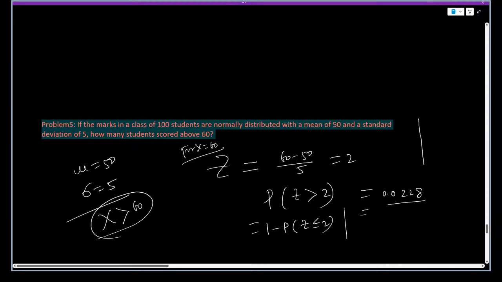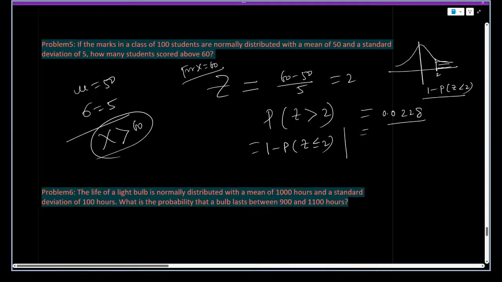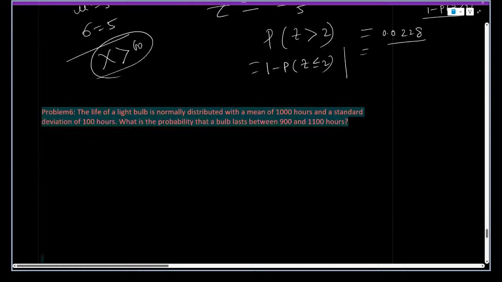Several ways are there, you can find it. Z greater than 2 you can find by this method also. If z is greater than 2, you need to find this area, which is equal to 1 minus P(Z less than 2). Hope you have understood. This kind of problem also they ask in board examination.